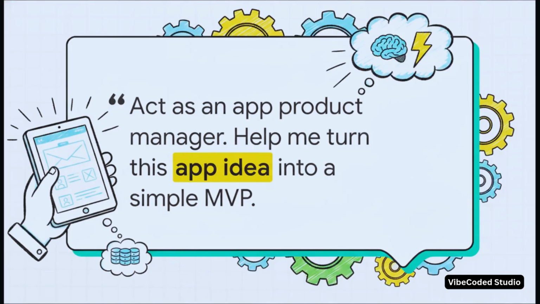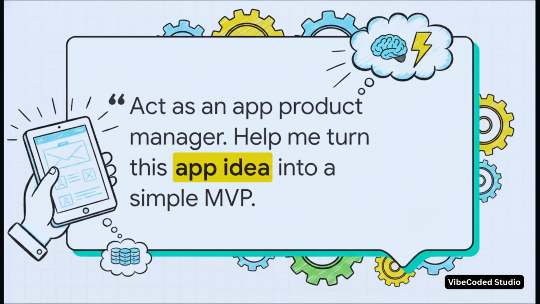But to extract that perfect MVP, you've got to give the AI the right command. Listen closely to this exact prompt. Act as an app product manager. Help me turn this app idea into a simple MVP. Identify the target user, problem, main features, user flow, app screens, and database fields. Then you literally just drop your specific app idea right at the end of that.